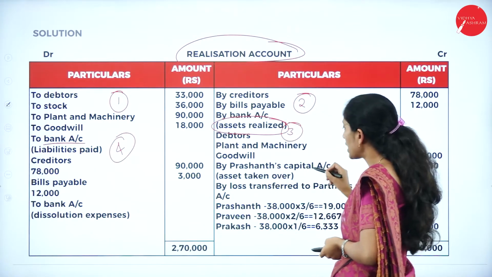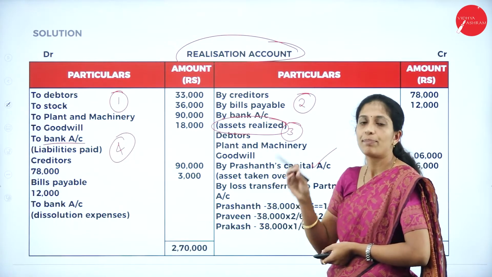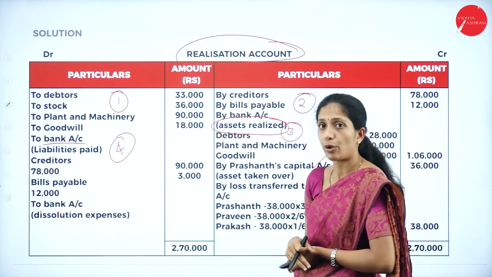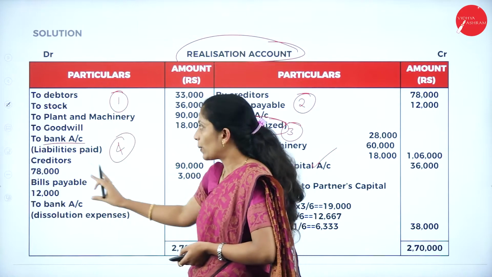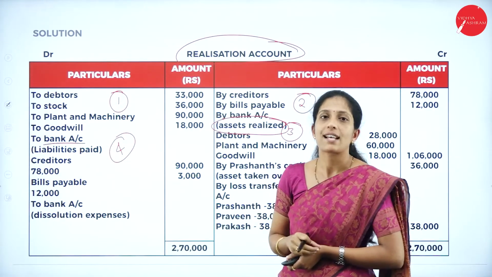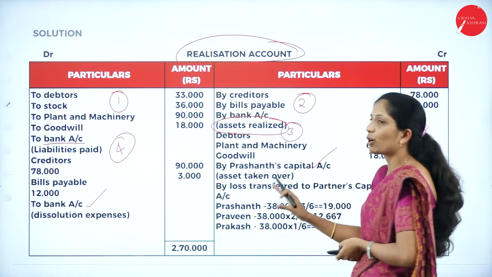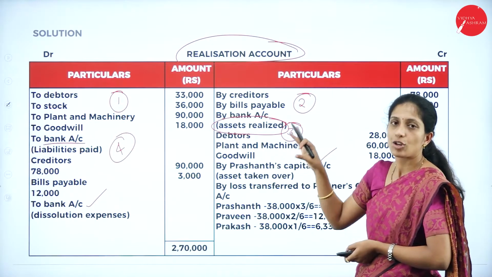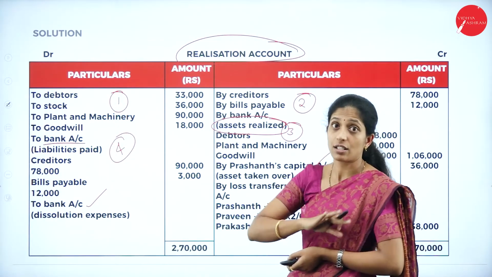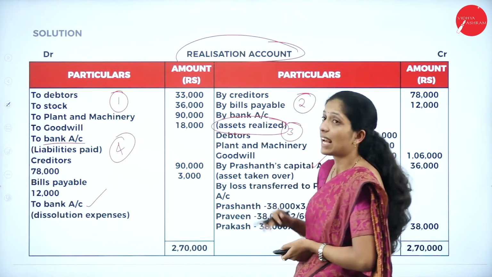Next, you will record if any assets have been taken over by a partner. For example, if A has taken over the asset, then by A's capital account. Like that you will record. Suppose A has taken over a liability, then you will record it as to A's capital account. Next, you will record the dissolution expenses. You will balance both the sides, and the balancing figure will be realization profit or realization loss, and that will be transferred to the partners' capital accounts in their profit sharing ratio. So this is about the realization account.